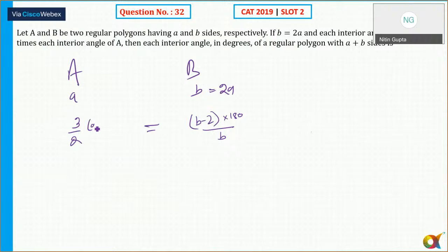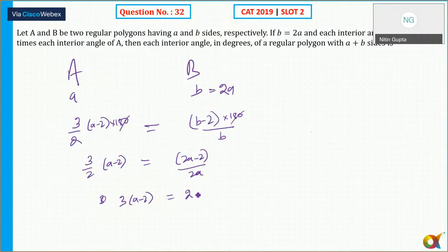So that is equal to (a minus 2) into 180. Okay. And we also know that b is equal to 2a. So this is the one equation, and we know that the value of b is equal to 2a. So 180 in any case ये common है, cancel out हो जाएगा. So on solving this, you can find out the value of a. So this 2 and 2 will get cancelled. So 3 into (a minus 2), which is equal to 2a minus 2. So I'll get 3a minus 2a, that is equal to a. 3 2s are 6. 6 minus 2, that is equal to 4.